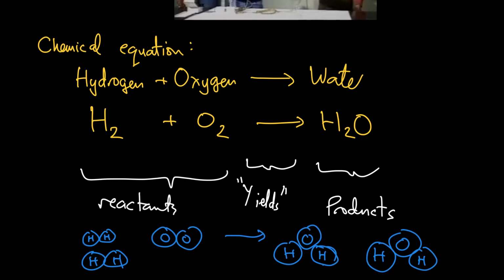We call this a balanced chemical equation because both sides would weigh the same. They would be perfectly balanced out. We've got 1, 2, 3, 4 hydrogens here. We've got 1, 2, 3, 4 here. We've got two oxygens here, and we've got two oxygens here.